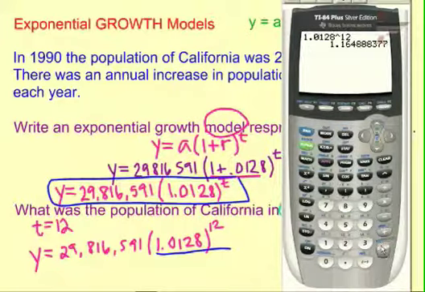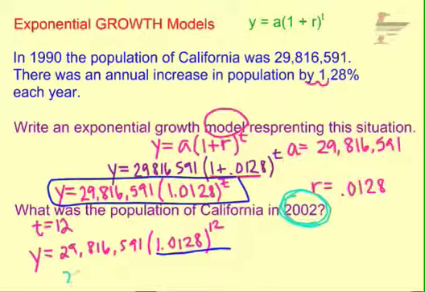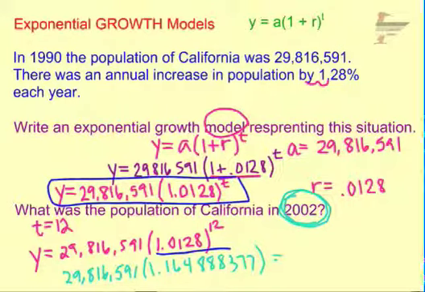And we want this long decimal. So it's the 1.164888377. The more numbers we use from this, the more accurate our answer will be. So if I come over here, I'm going to say, okay, 29,816,591 times that number, which was 1.164888377. And when I multiply those two together, that's going to give us the final answer.